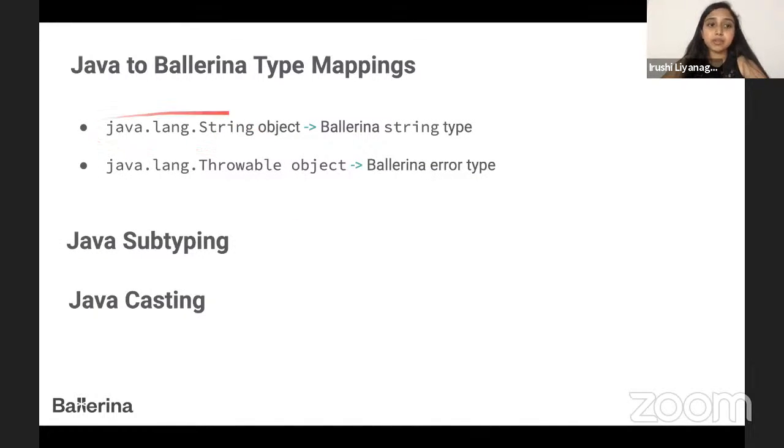Also, when you're using these bindings, you note that the java.lang.String object will be mapped on to a Ballerina string type, and the java.lang.Throwable object, or errors and exceptions in Java, will be mapped on to the Ballerina error type. So basically user-defined errors. And also the code generated from this Bindgen tool will be supporting Java subtyping, and there is an option for performing Java casting as well.